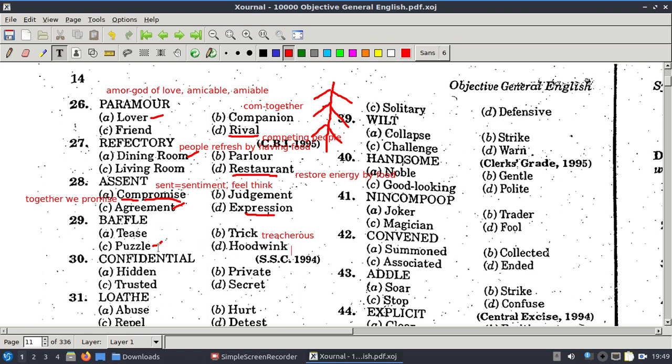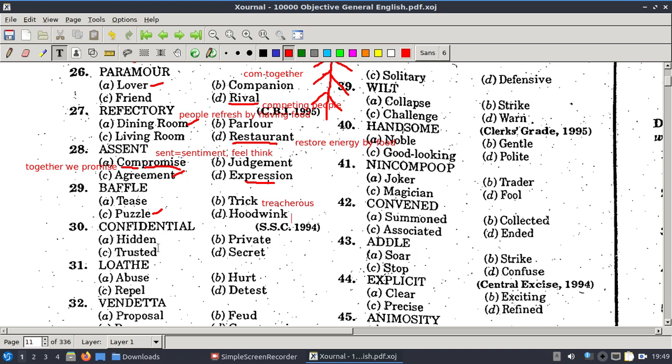Baffle is puzzle. Confidential. Confidential means it has to be kept secret. Confidential document means the document cannot be shared with anyone. The email is confidential, that means the email is secret. You should not share it with anyone. Confidential matter, that's how it is secret.